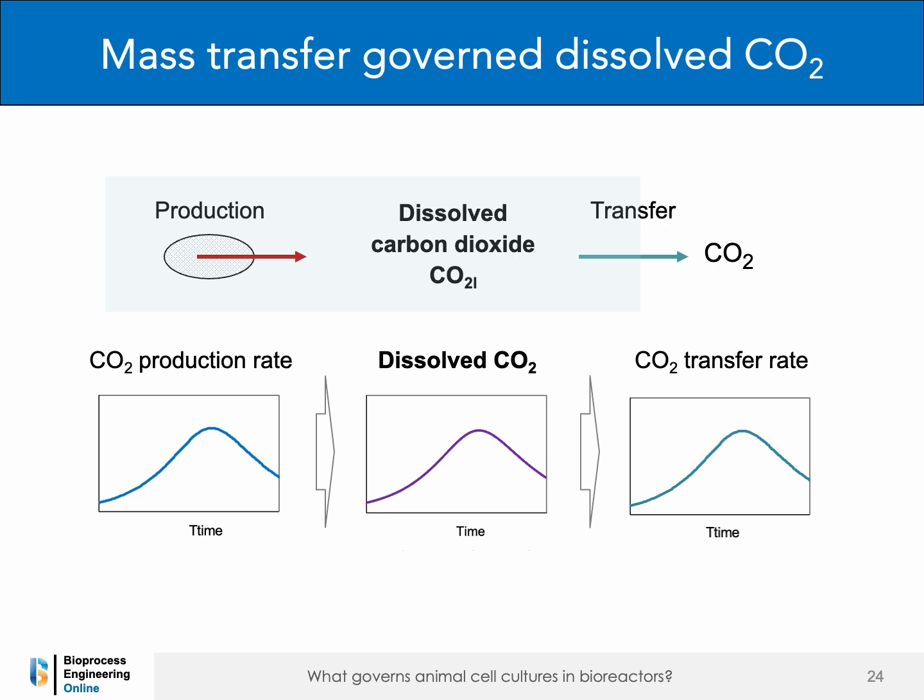The dissolved CO2 concentration is determined by the balance between two consecutive processes: CO2 production by cells and CO2 transfer from the liquid phase to the air. During a batch culture, the cellular CO2 production rate increases during the exponential growth phase, reaches a maximum, and subsequently declines as growth slows and metabolic activity decreases. As a result, the dissolved CO2 concentration rises during the rapid growth phase, peaks when CO2 production is at its maximum, and then gradually declines.